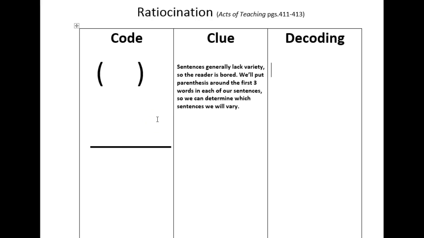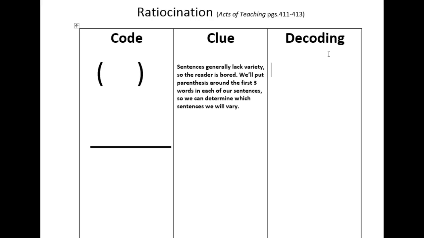When you ratiocinate, you mark the text using a code. You focus on a clue, also known as a problem area, and then you have decoding information or directions on what and how to change your writing so that it is more engaging to your audience.